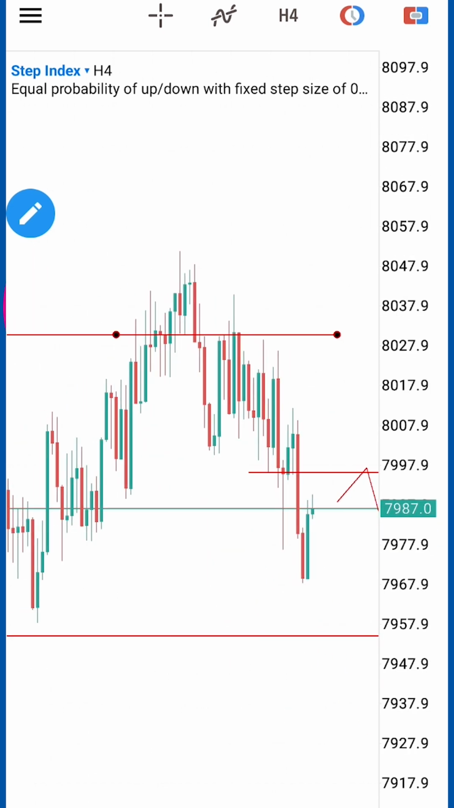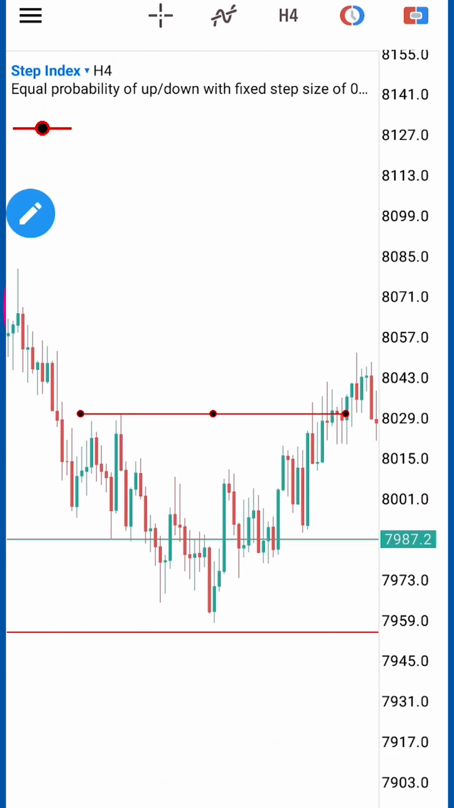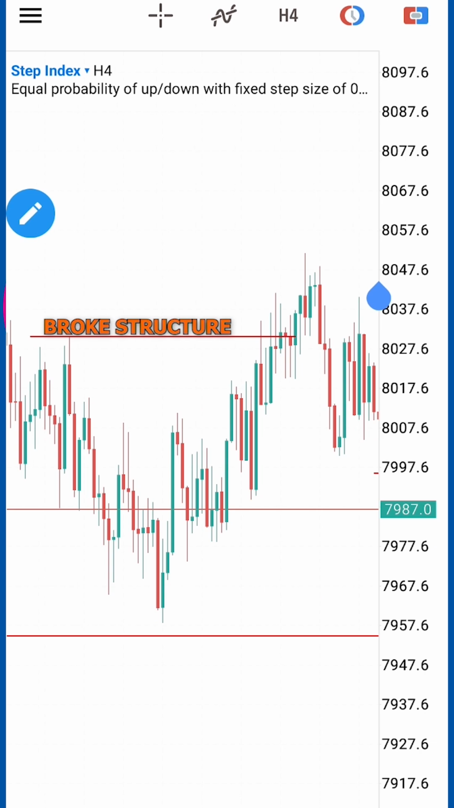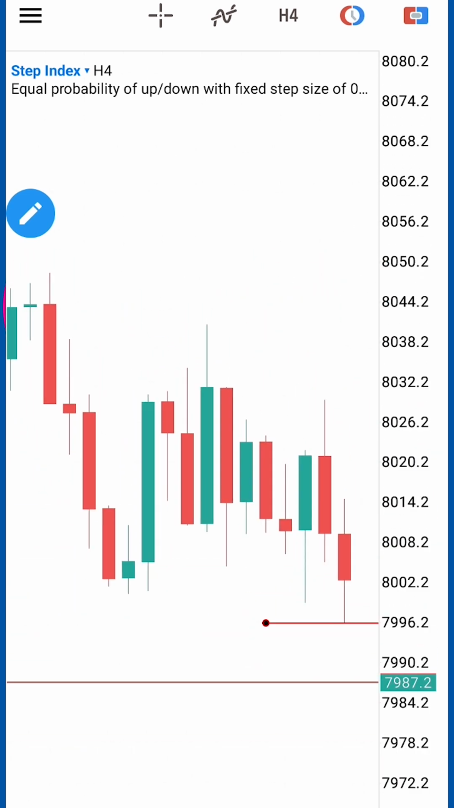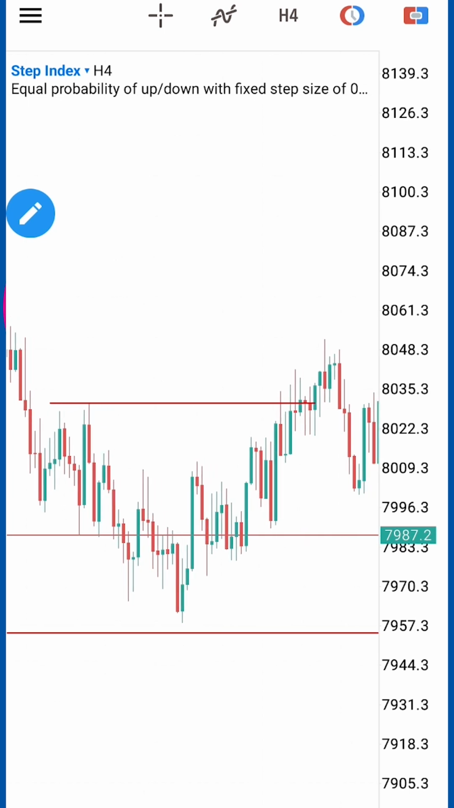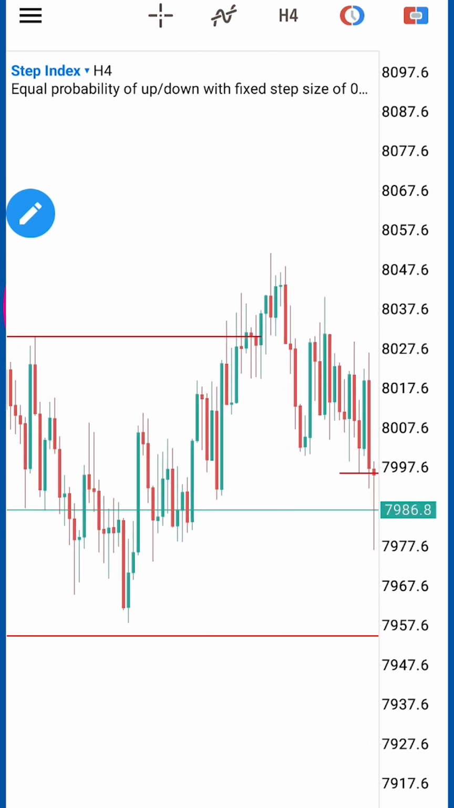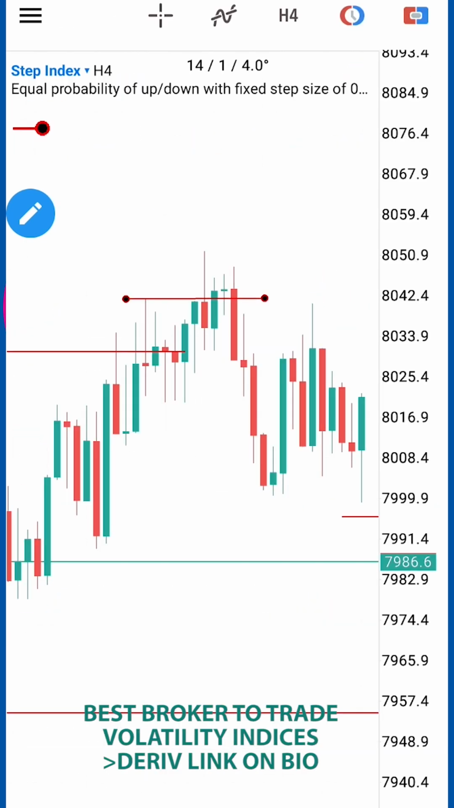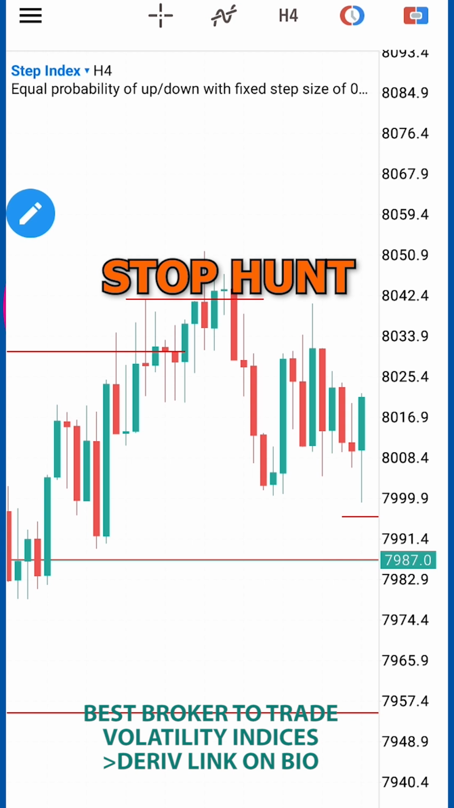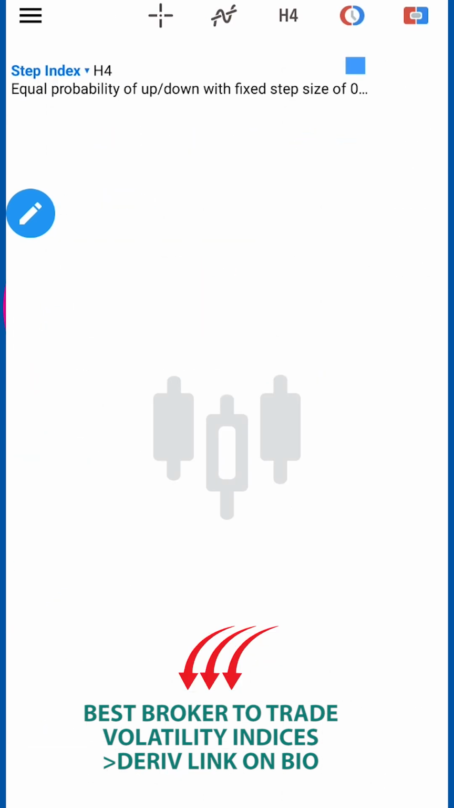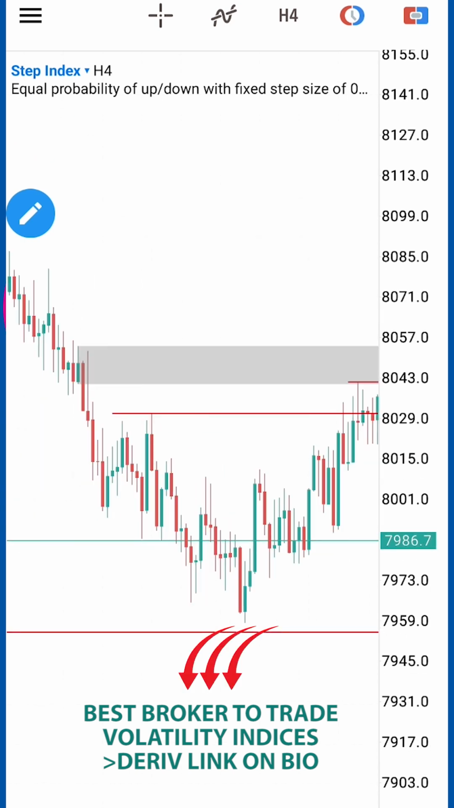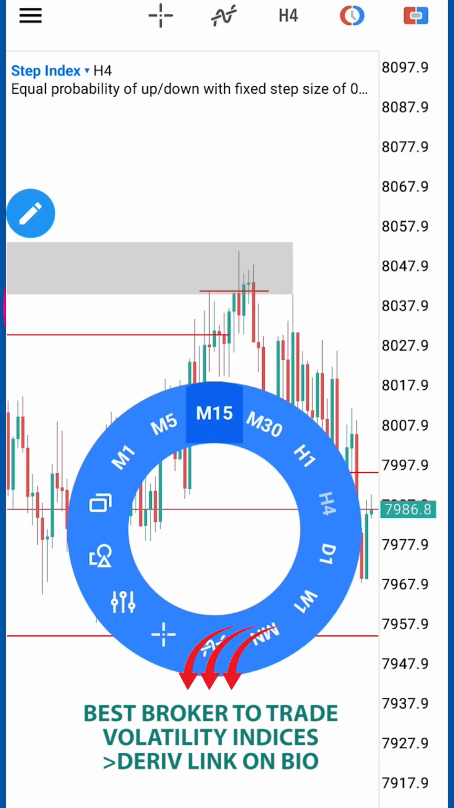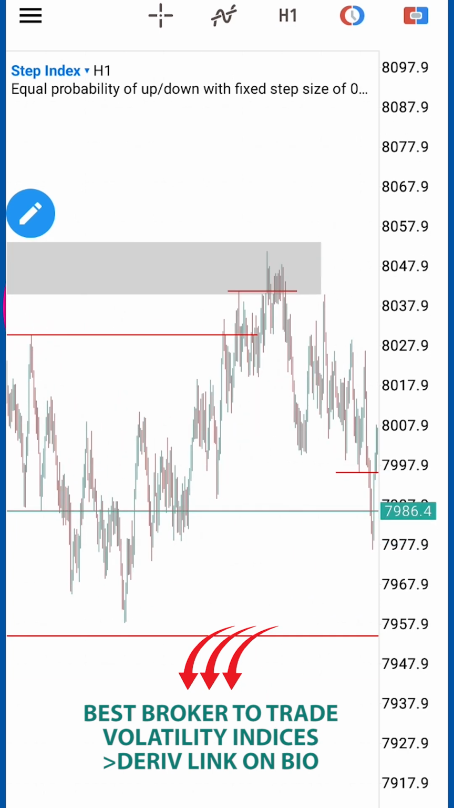Now on the 4-hour chart, again what we see is that price broke structure above that high, and after it broke structure above that high, the sign it gave us is that it did a stop hunt. And as it did a stop hunt, I want you to see the institutional interest point it hit, which is the 4-hour order block, and after it hit the 4-hour order block it started to drop down from there.